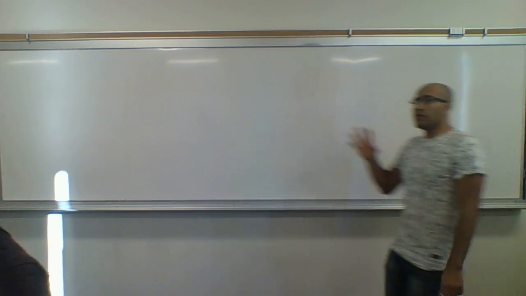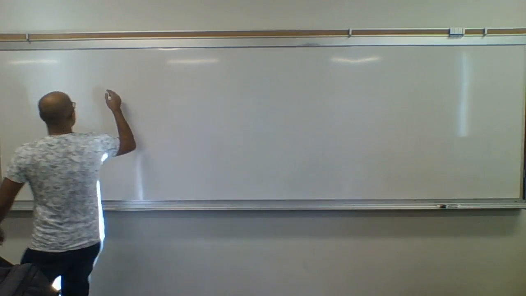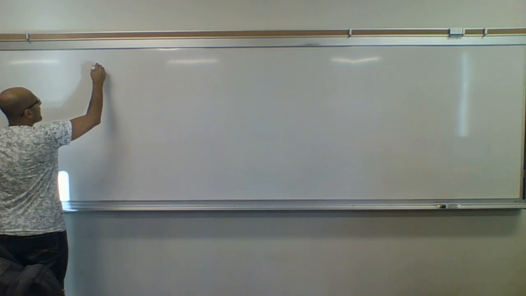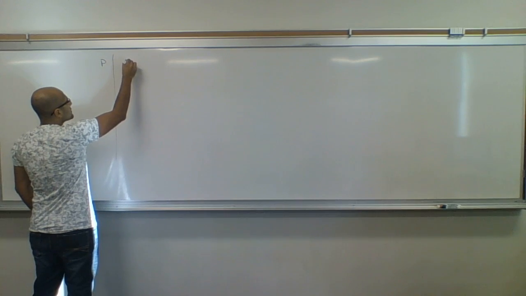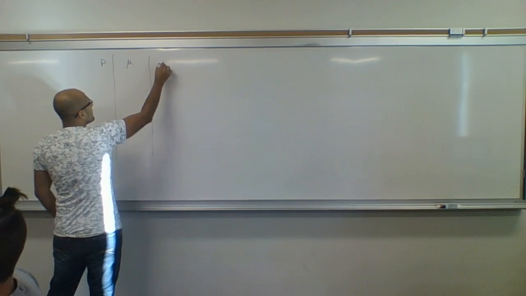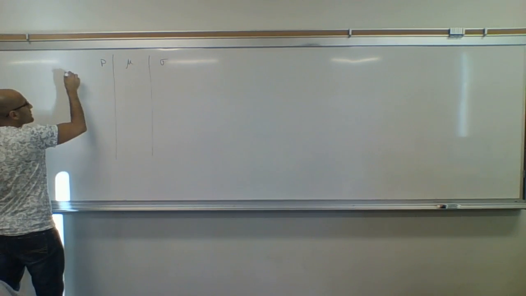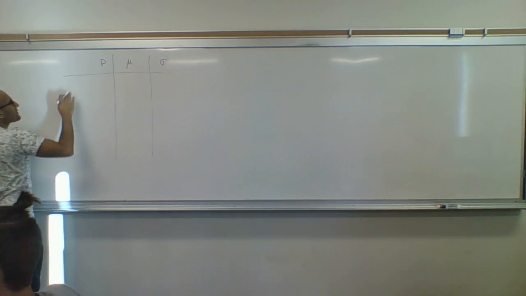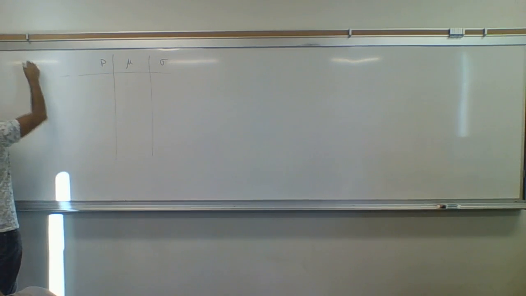Okay, so to refresh your memory, we're in chapter 11 and we're focusing on situations that have two populations. We really only deal with three variables in this class, population variables. We have proportions, P, then we had means, mu, and then standard deviations. So in this chapter, we're dealing with two populations.